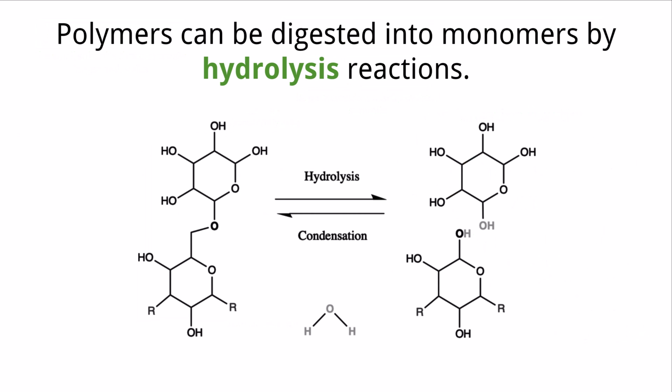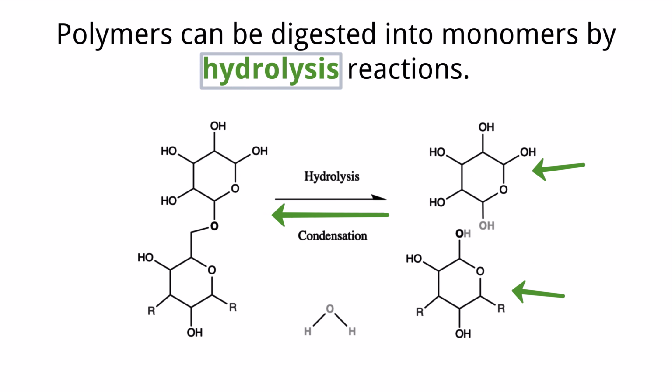Just as we can build up large macromolecule structures via condensation reactions, we can also do the opposite to break them down. This would mean taking the large chain polymers and breaking them apart into their individual subunits, or monomers. This type of reaction is called hydrolysis and works in opposition to condensation.